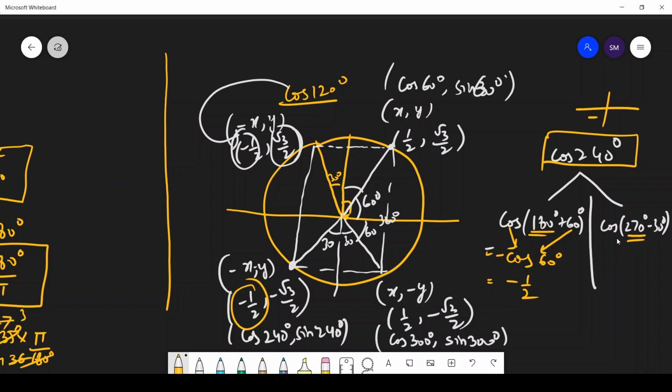So here we have 270. So cos will change to sin, and this will be 30. So that's equal to... and what is the sine of 240? In the third quadrant it is negative. So negative here. So what is sine? So students, you can find the values in any way you like. I have told you all the ways.